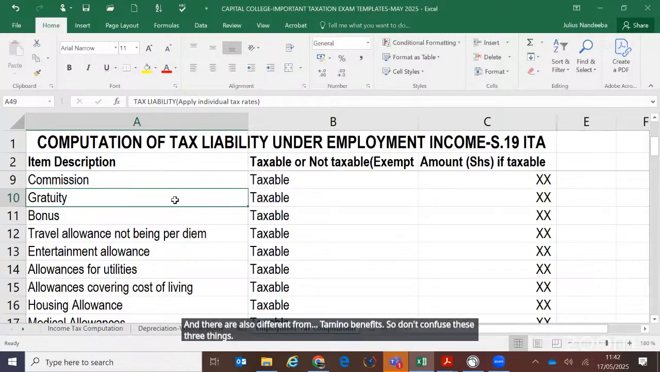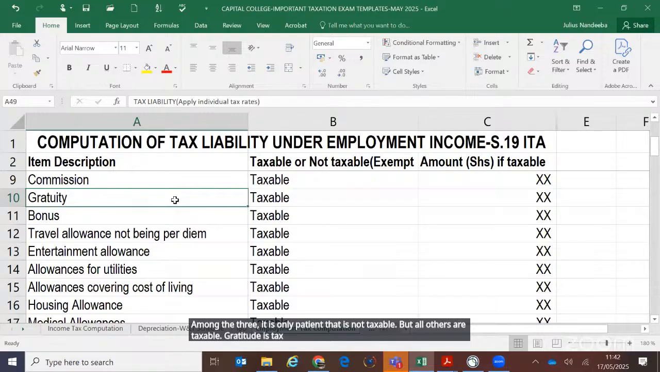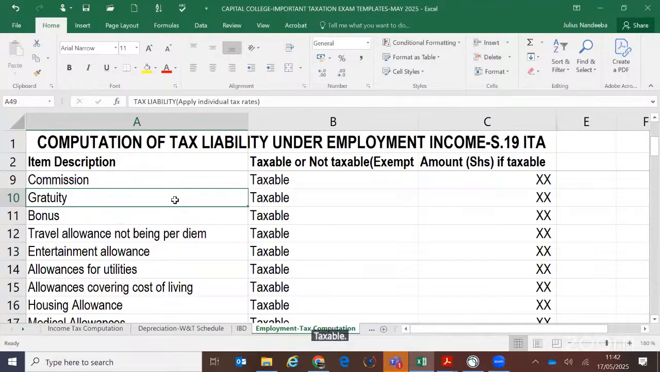Terminal benefits, gratuity, and pension. Among the 3, it is only pension that is not taxable, but all others are taxable. Gratuity is taxable, and terminal benefits are also taxable. Bonus, if they give you any bonus, it is taxable.